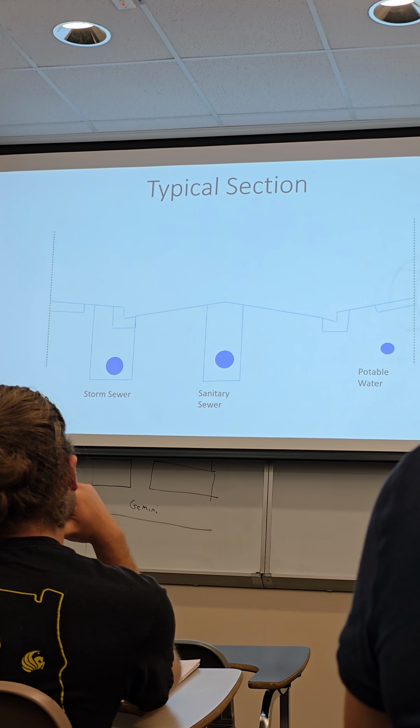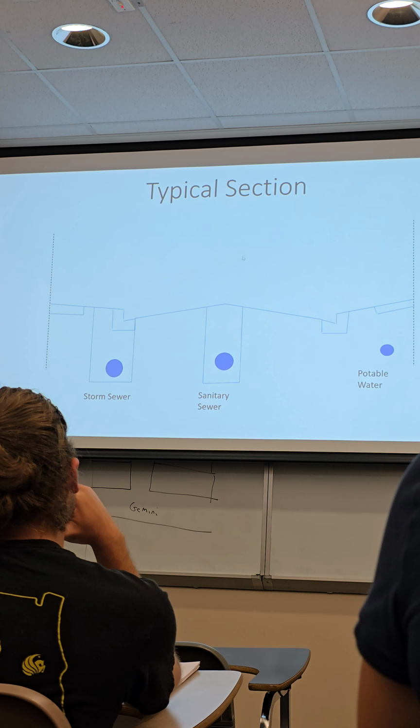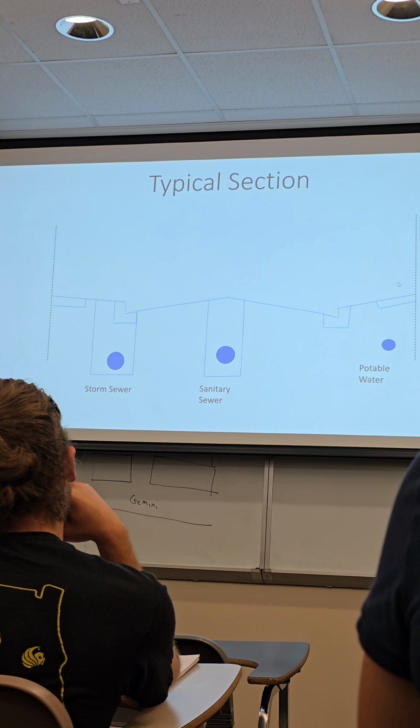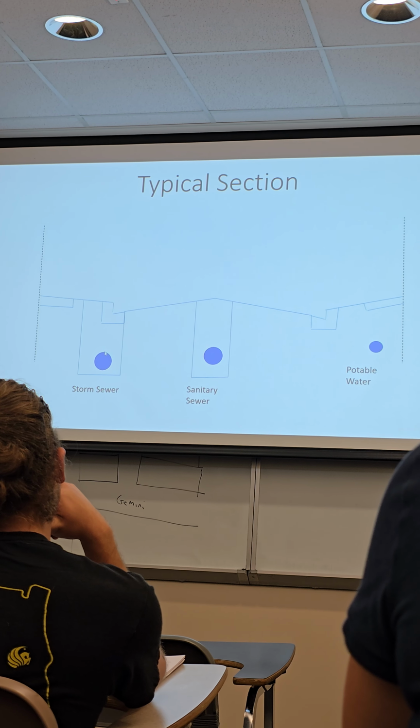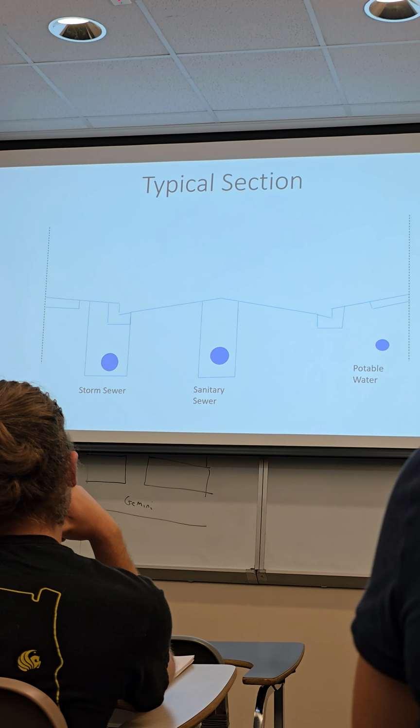So here's what I was talking about, typical sections. So if you look at a residential road, you're typically gonna put your sanitary down the middle, your potable water system would be on one side, and then the main trunk line of your storm would be on the other side. So you're just trying to separate those, okay?